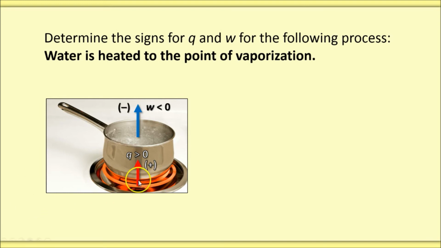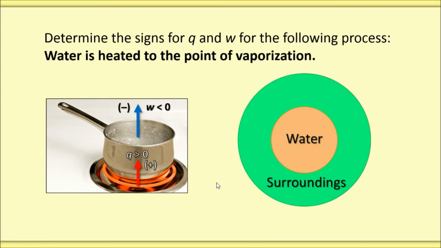Okay, so heat comes from the stove into the water, which makes the water boil. As the water boils, gas particles, or rather water particles, escape from the liquid phase to enter the gas phase, in which case they push against the surrounding air, doing work on the surroundings. If we interpret that as a system surroundings diagram, we can show that heat is entering the system, which makes Q positive, and work is being done on the surroundings by the system, which makes W negative.